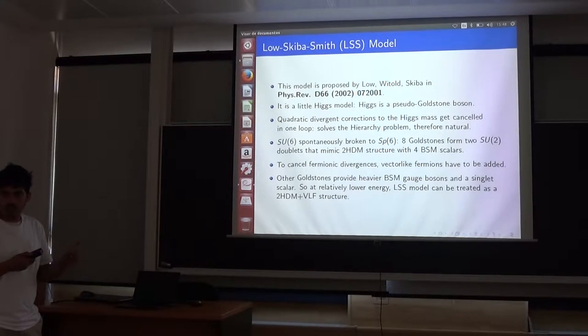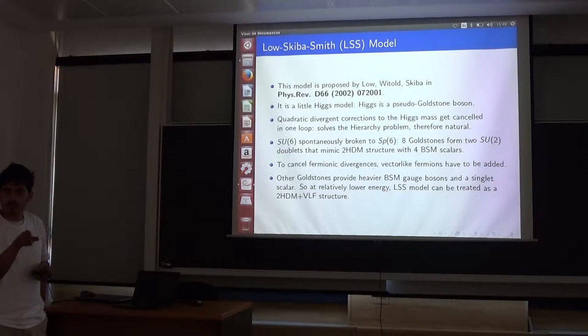Cancel the numbers. I'm not sure which are numbers. From the standard model, the scalar divergences coming from the scalar to the Higgs mass are taken care of by other scalars in the model. But there are no fermions. When the fermion loops of the standard model are there, they give the divergent corrections. So how to cancel those fermion loops?